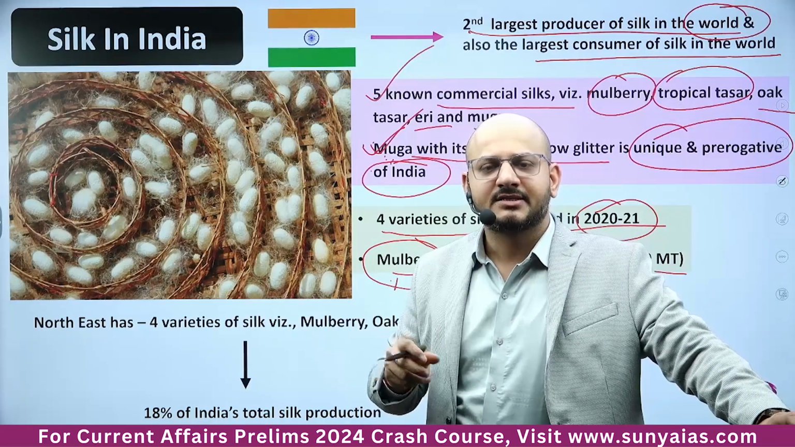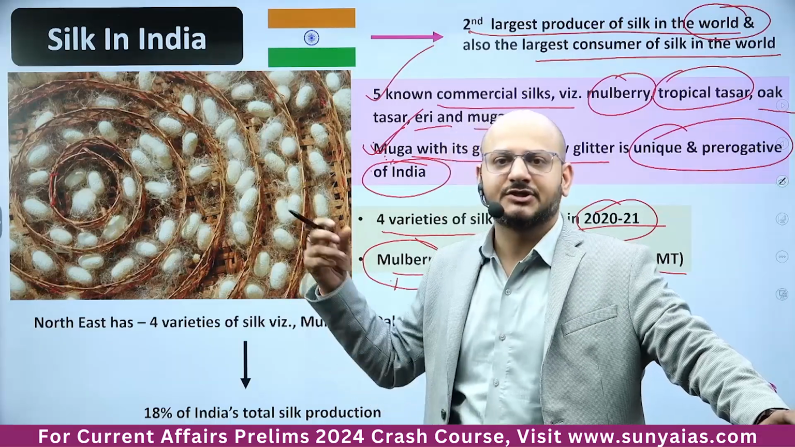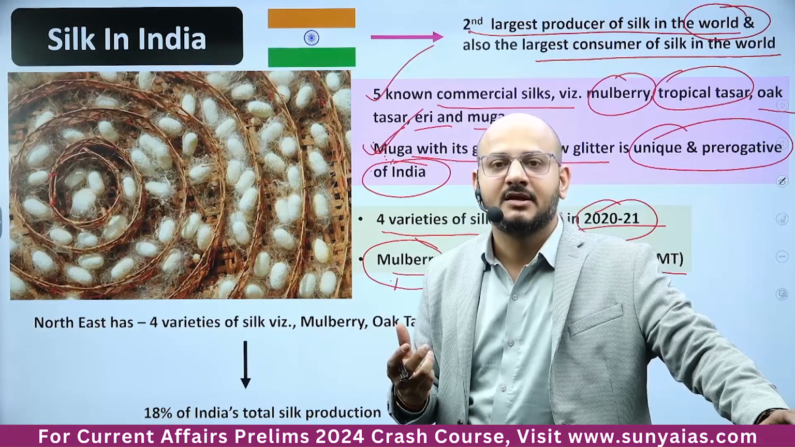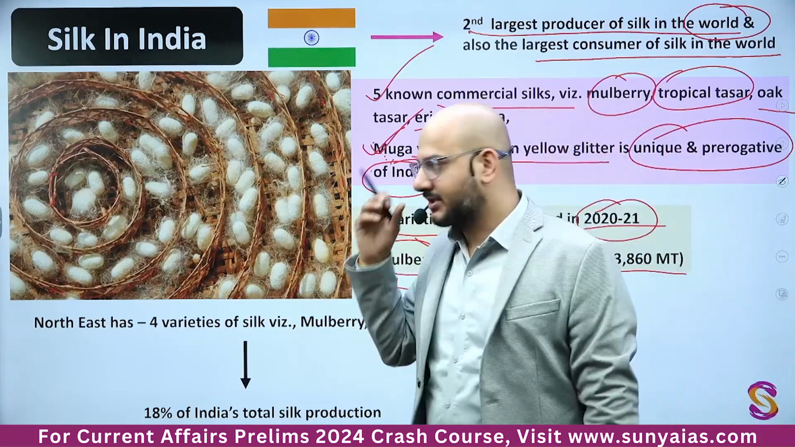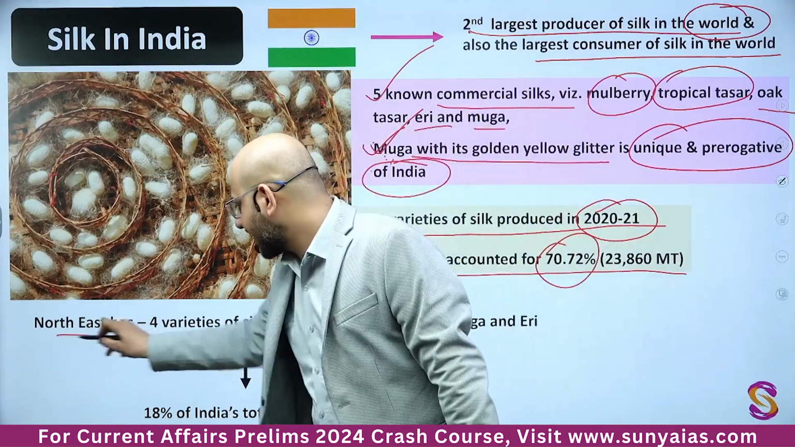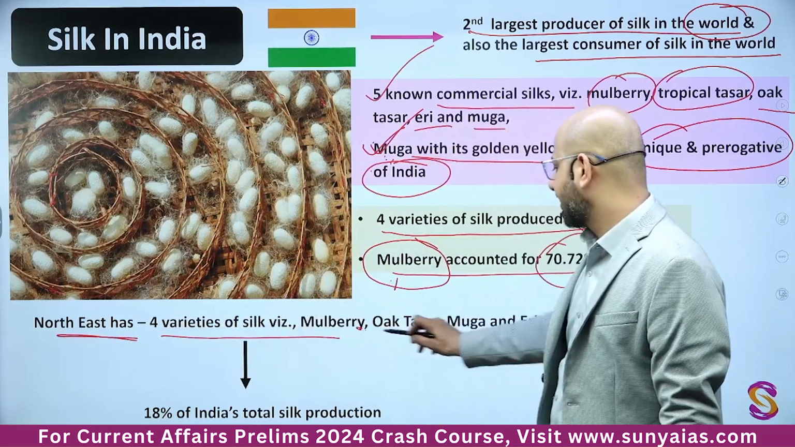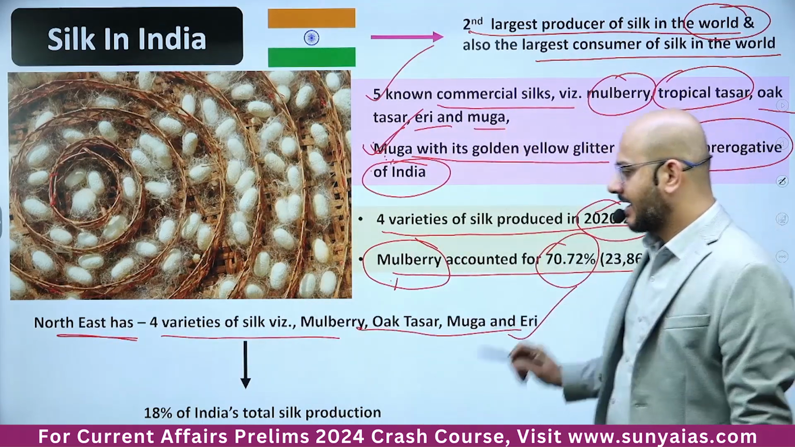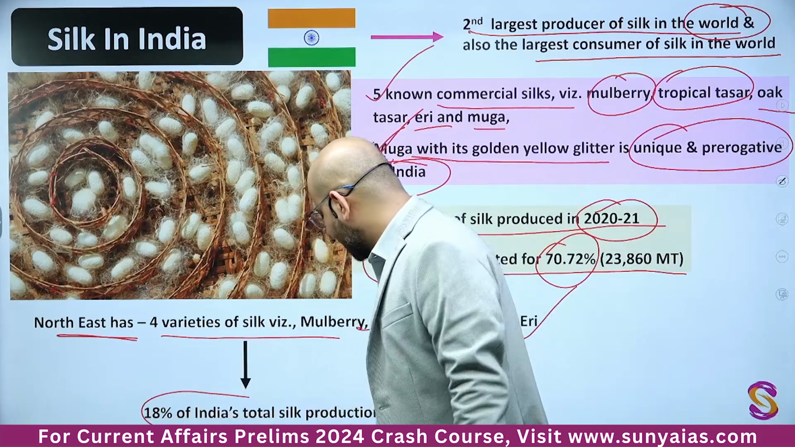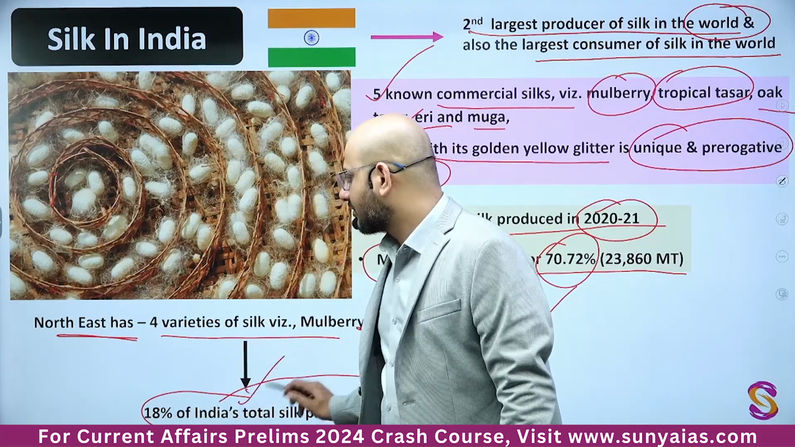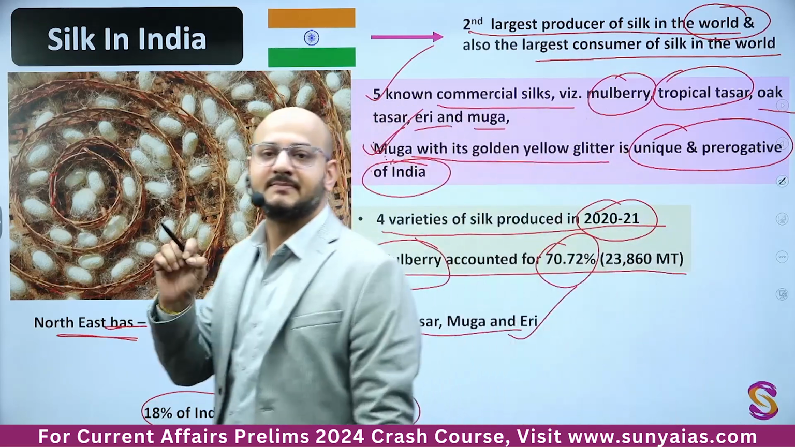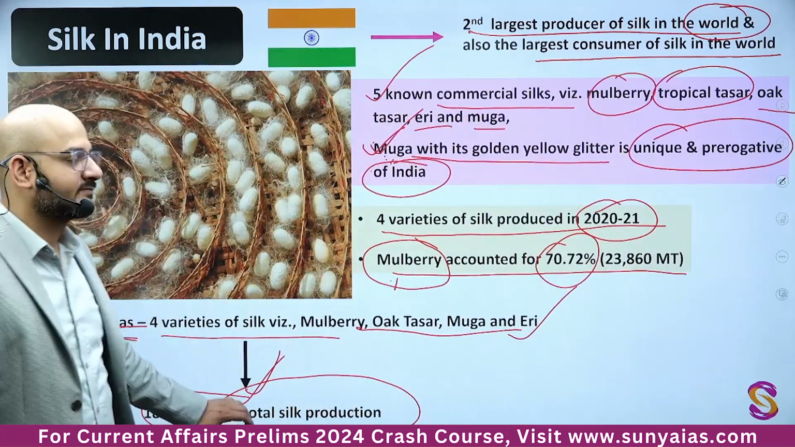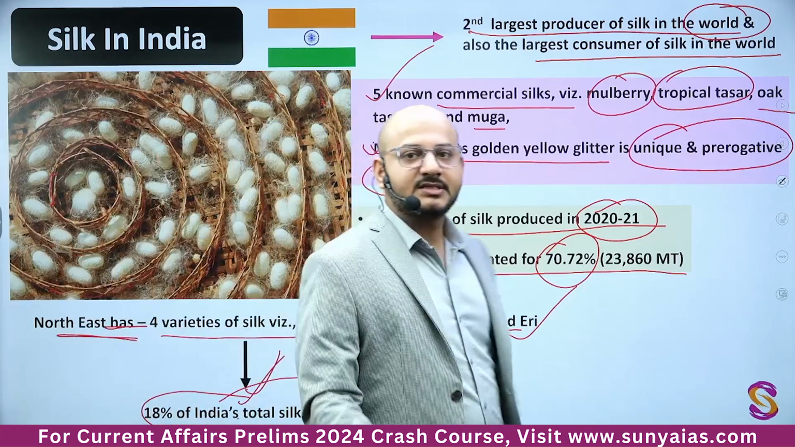So there is a new trend of questions in the UPSC right now. There are certain states that produce, where mass production happens, and there are certain states which are known as non-traditional states that are producing those crops. Northeast has 4 varieties of silk: mulberry, oak tassar, munga and eri. And 18% of India's total silk production is contributed from the Northeast. But actually, which state produces the maximum silk in India? It is Karnataka.